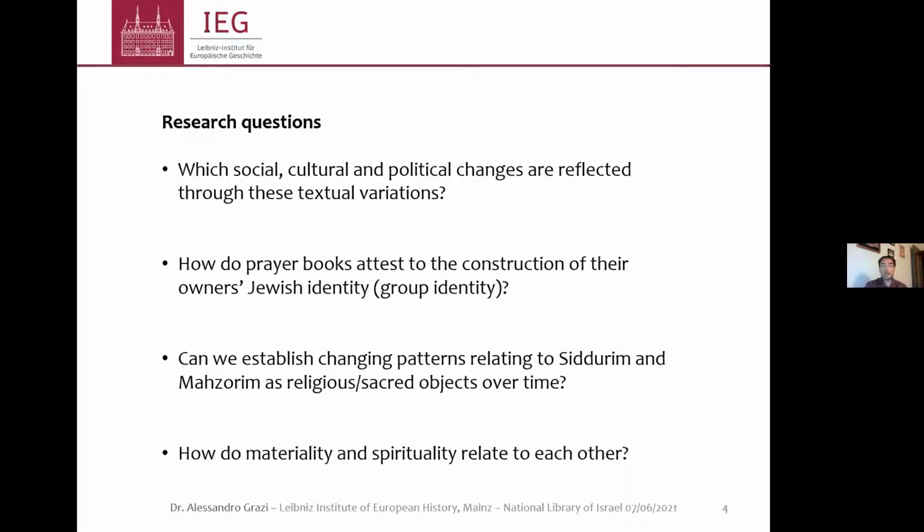Thus, the digital text analysis will be used to single out such changes of the different editions and consequently will help me attempt to answer the following macro questions, among others. Which social, cultural, and political changes are reflected through these textual variations? How do prayer books attest to the construction of their owner's Jewish identity? Can we establish changing patterns relating to Sidurim and Machzorim as religious sacred objects over time? How do materiality and spirituality relate to each other?